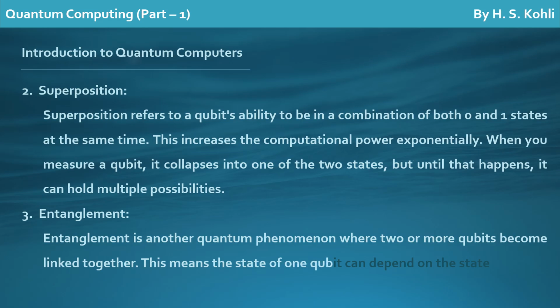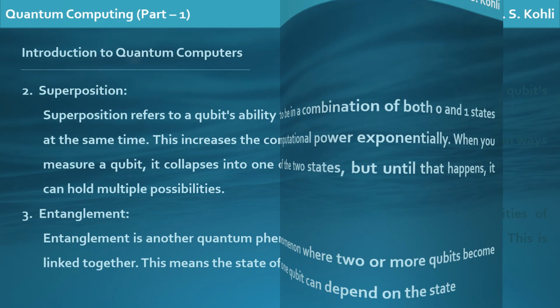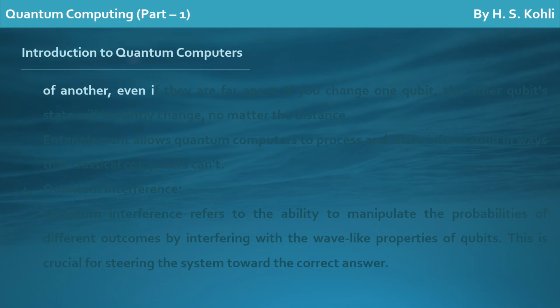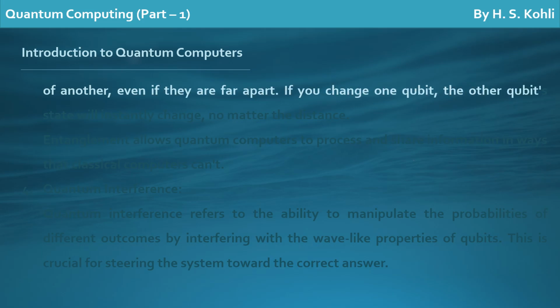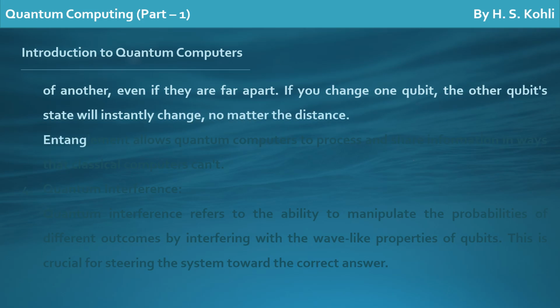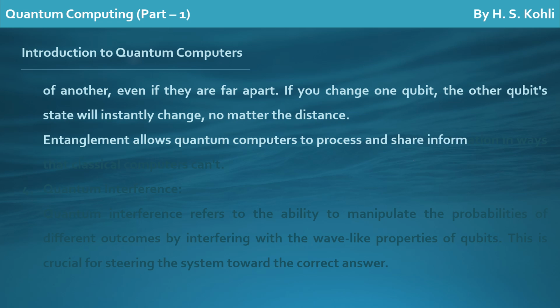3. Entanglement. Entanglement is another quantum phenomenon where two or more qubits become linked together. This means the state of one qubit can depend on the state of another, even if they are far apart. If you change one qubit, the other qubit's state will instantly change, no matter the distance. Entanglement allows quantum computers to process and share information in ways that classical computers can't.